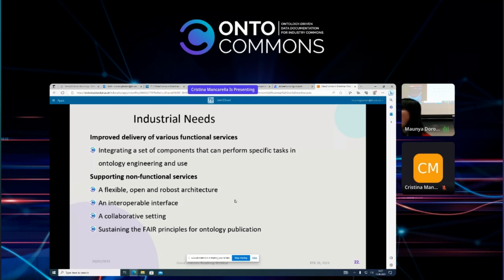A third need in non-functional services is a very important call for collaboration. During the process of ontology engineering and use, there are many users, developers, and experts contributing. We want an ecosystem that can bring together all of the people contributing to the development, so this ecosystem toolkit should also be a collaborative environment. And the last point was that this tool ecosystem needs to consider the FAIR principles, which is very important because it deals with the important phase of ontology publication.